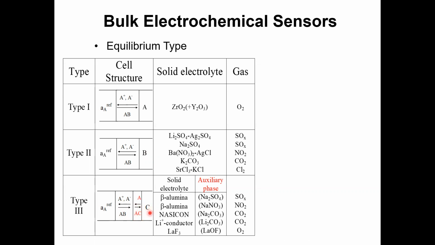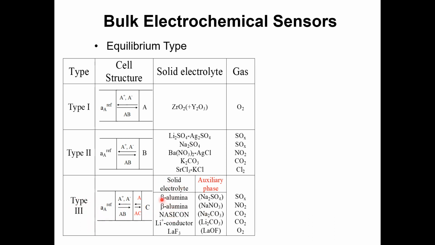And it couples with the C component in the auxiliary phase that changes the activity A, and that's what you're trying to detect through your EMF measurement. So you change C, it changes the activity of A on the auxiliary phase, that couples with your electrolyte. So the beauty of this type 3 is that you can use the same electrolyte.